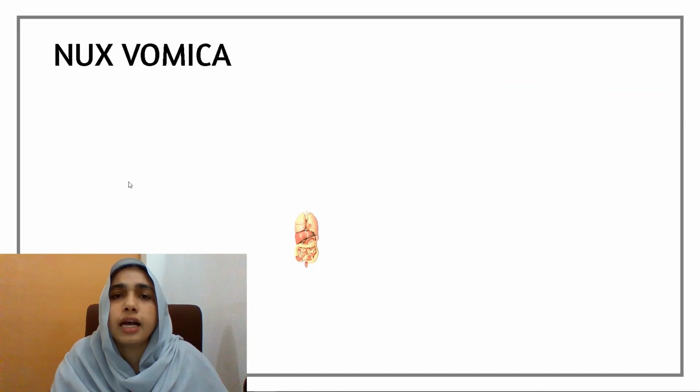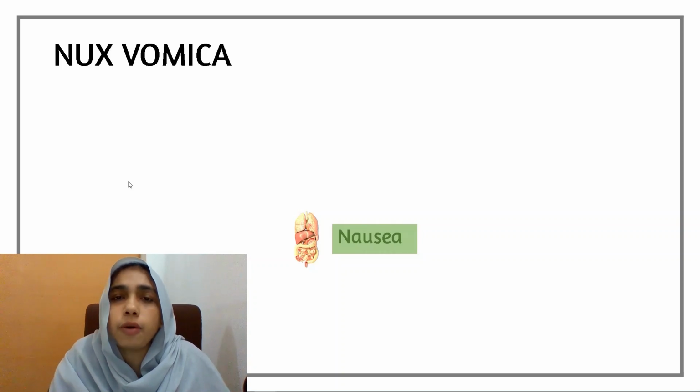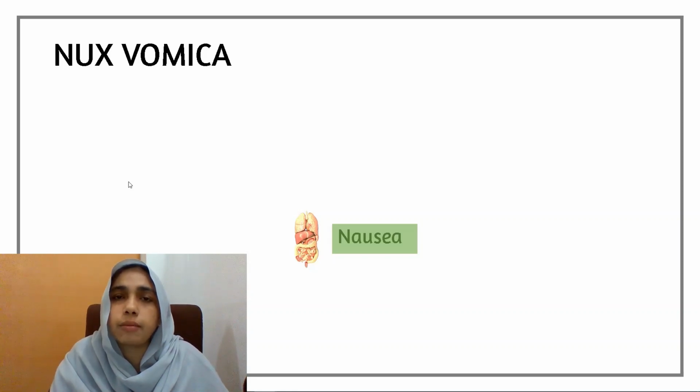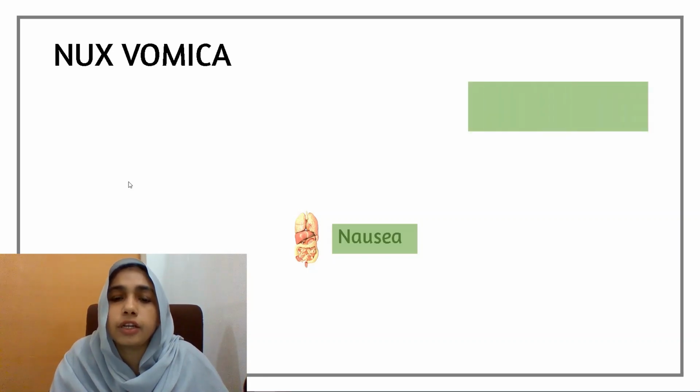The next remedy is Nux vomica. Nux vomica patients, during the dysmenorrhea, will be having nausea. In Nux vomica, the pain will not be limited just to the pelvic area. It can go further upwards, maybe even up to the stomach. They will be having nausea.